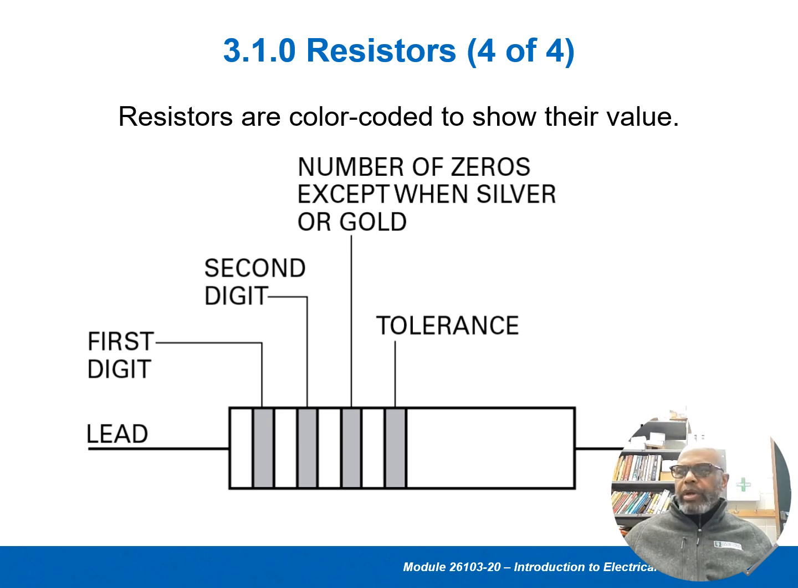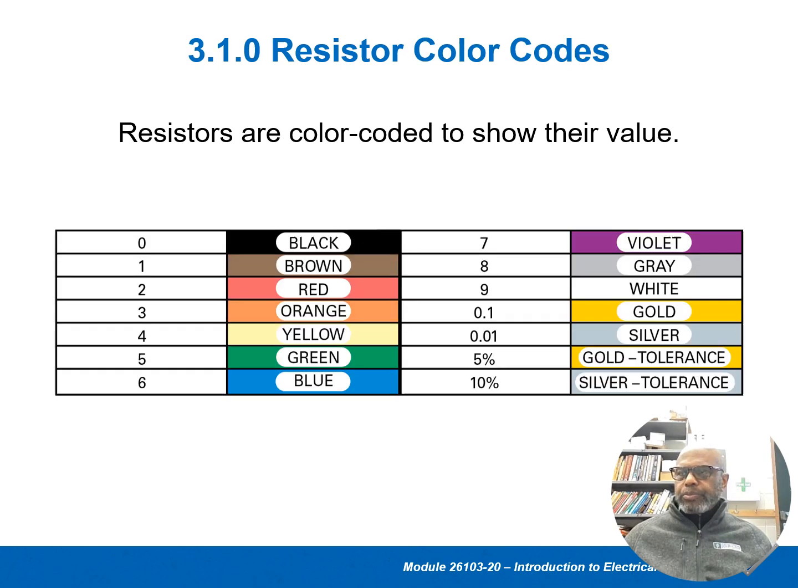We can look at a chart to help determine the numbers. So here's the chart. If we look at the chart, we see that 0 is black, 1 is brown, red is 2, orange is 3, and so forth. And here are some other ones about tolerances. If you have gold or silver, it gives you the percentage of tolerance of that resistor. Of course, this makes it more accurate based on that color. In other words, it's closer to the rated value.